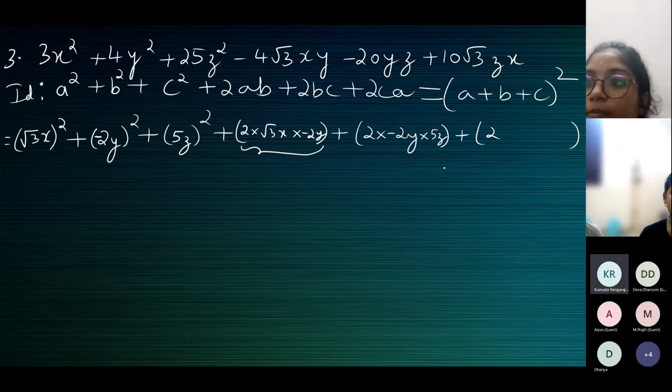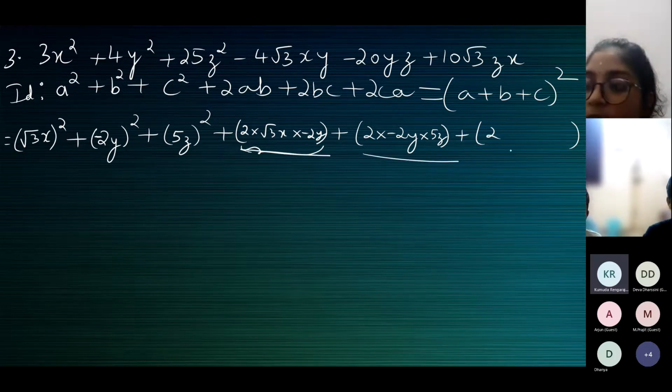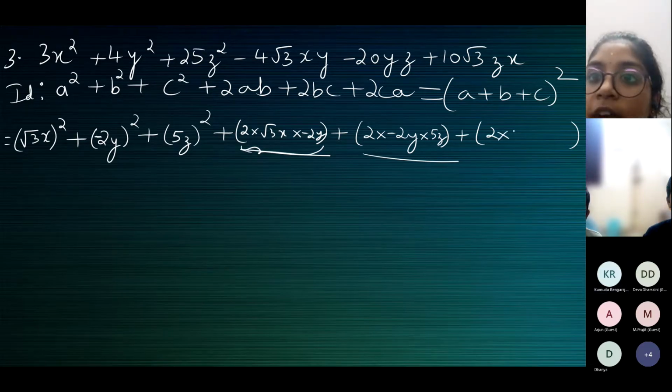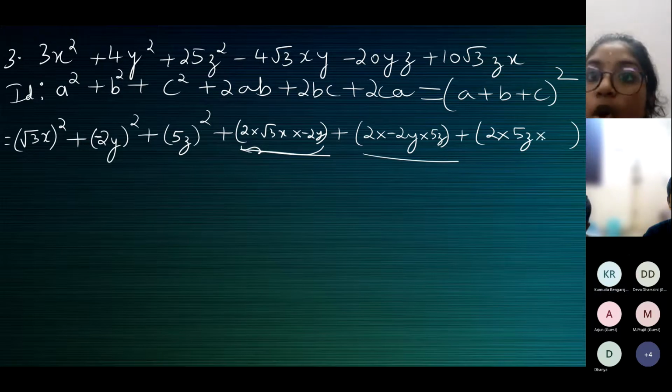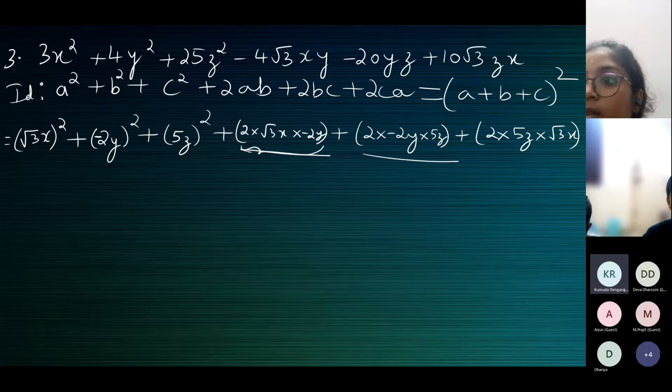So there is a term which looks like 2bc. This one is 2ab, this one is 2bc. Now the last one is 2ca. What is c? 5z. What is a? Root 3x. Now find the product. What is 5 2s? 10. 10 into root 3 is 10 root 3, and it is zx. 10 root 3 zx.